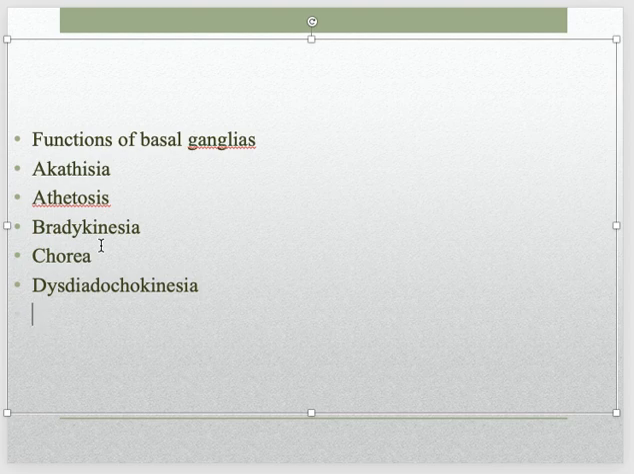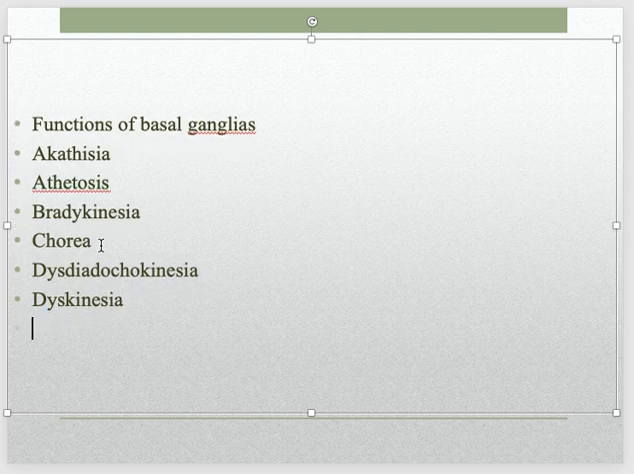Then there is a term called dystonia. There is dyskinesia, and there is dystonia. So remember, it is about the tone, right? In this one, there is a contraction of both the agonist and the antagonist muscles together. So there are sustained twisting or tonic movements, and that's why we call them dystonic postures or dystonic movements.